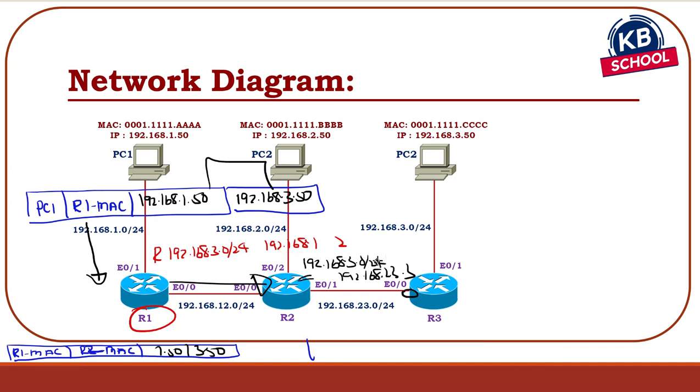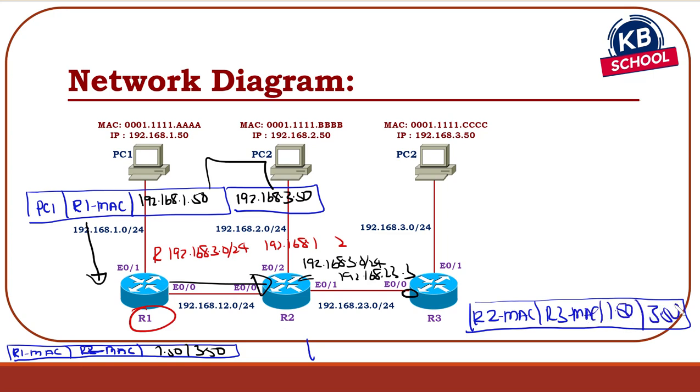I can just create it over here now. The MAC address for R3 is whatever it was. So over here I'll put R2 MAC as the source, R3 MAC as the destination, still 1.50 and 3.50. That doesn't change. This part is unchanged.